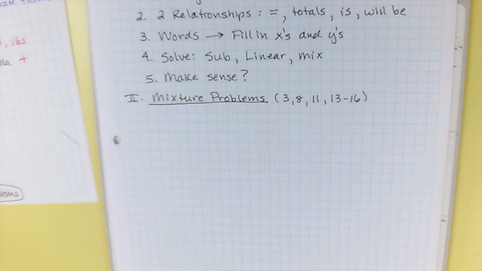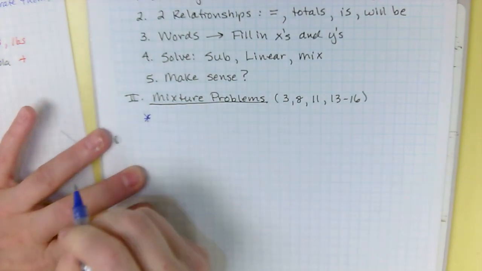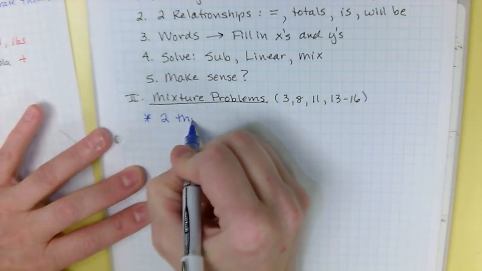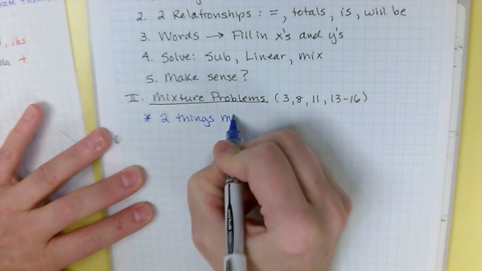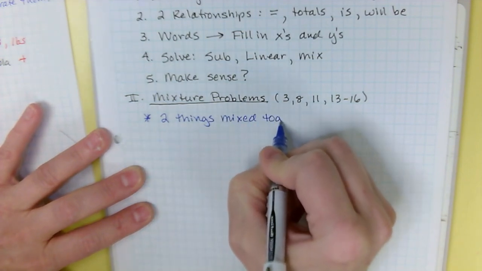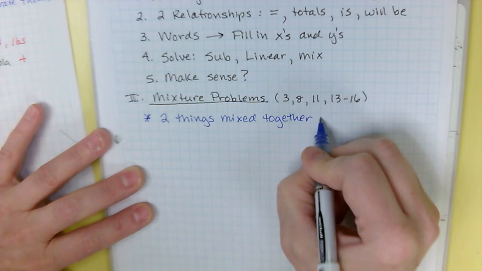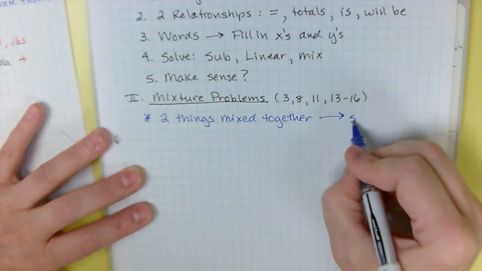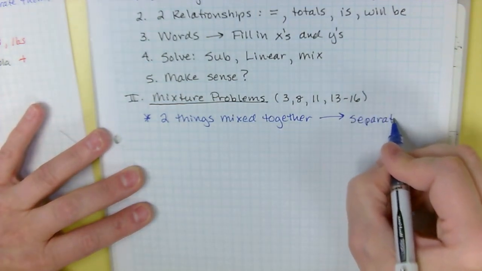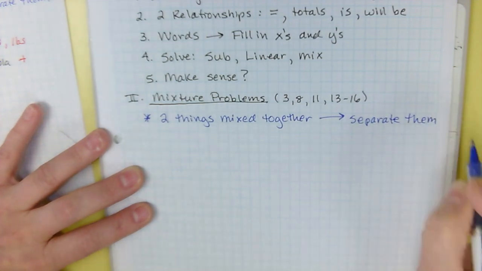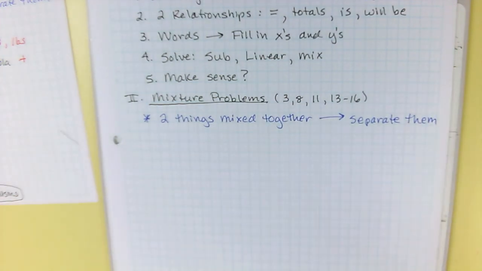So what is a mixture problem? A mixture problem is where you have 2 things mixed together, and you're trying to separate them and figure out how much of each there are. So 2 things mixed together, and you're trying to separate them.